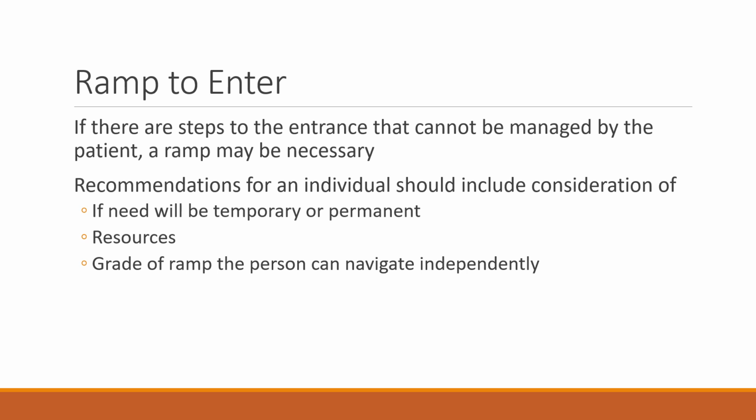Consider the grade of the ramp from your patient's perspective. Remember, the 1 to 12 ratio is just the minimum, but if your patient finds it difficult to propel that 1 to 12 grade, whether it's because of weakness or the weight of the wheelchair, they may need a lower grade to make it easier to propel the ramp.